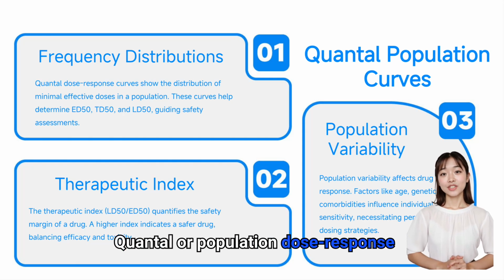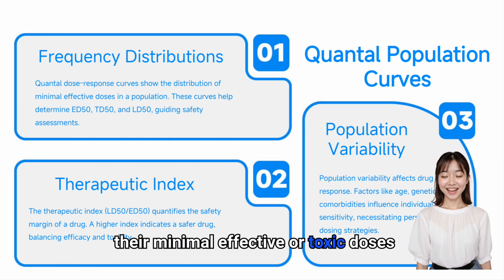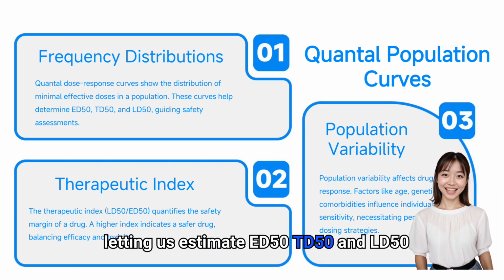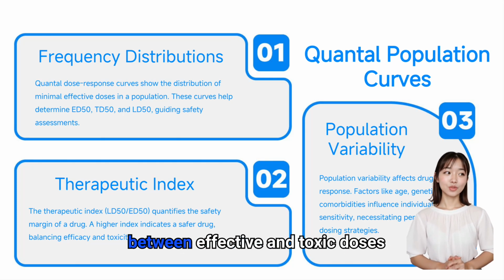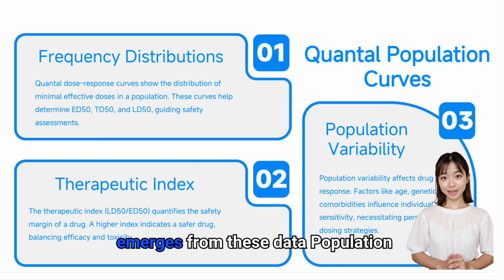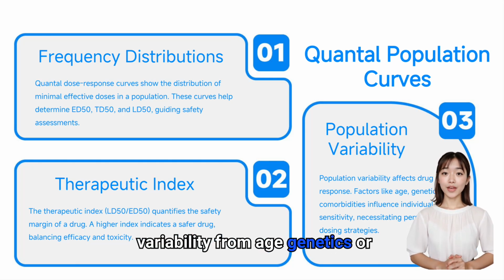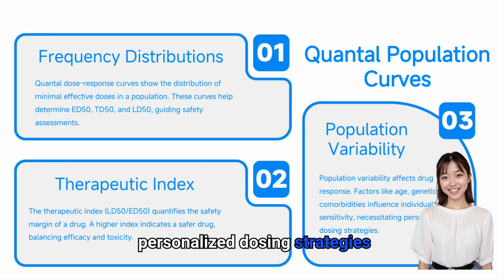Quantile or population dose-response curves describe how individuals vary in their minimal effective or toxic doses, letting us estimate ED50, TD50, and LD50. The therapeutic index, the safety margin between effective and toxic doses, emerges from these data. Population variability from age, genetics, or comorbidities underlies the need for personalized dosing strategies.